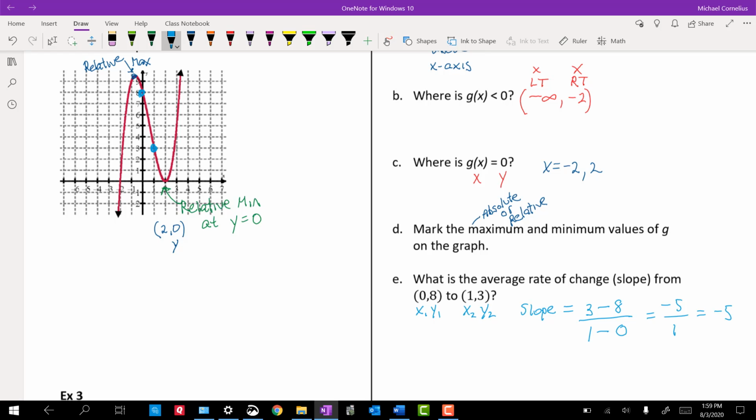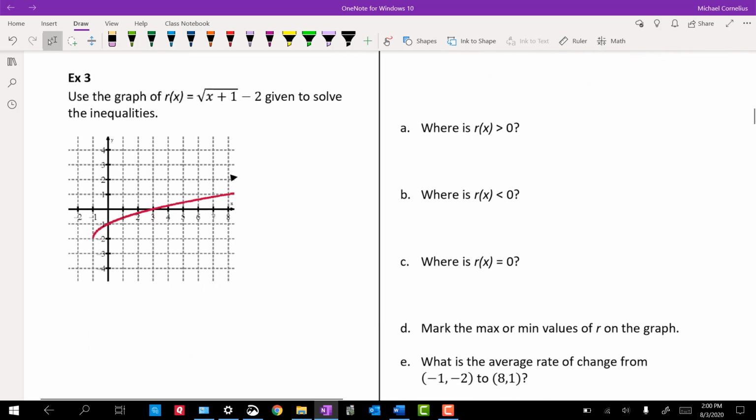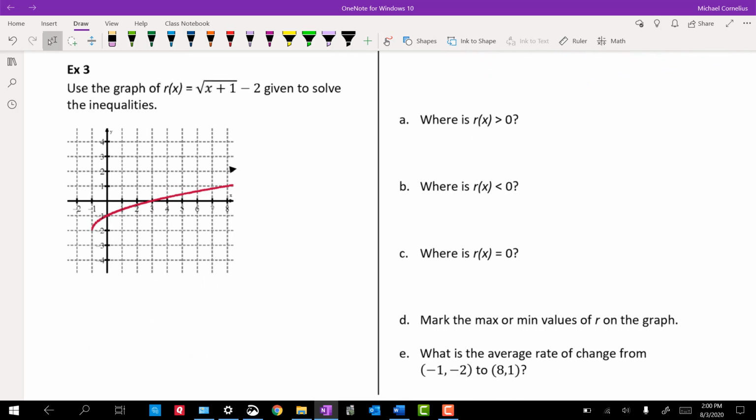Go back to your points. Look at the point here at 0.8. I'm going to go down 5 and over 1 to get to that next point. That's my average rate of change. Okay? All right. Last one here. Again, I would encourage you to turn off the video. Try it on your own.